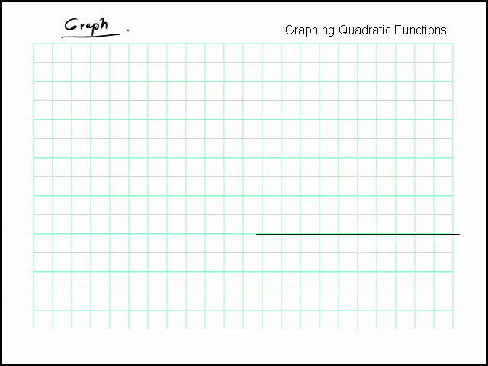Let's graph f of x equals x squared plus 2x minus 2. Okay, I notice that it opens upward because a here is 1. So since a is positive, it opens up.